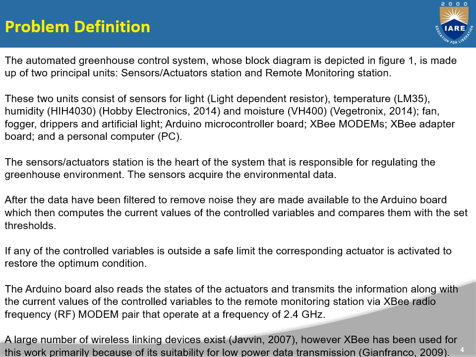up of two principal units, the sensors and actuator station and a remote monitoring station. These two units consist of sensors for lighting, temperature, humidity, and moisture, a fan, fogger, drippers, and an artificial light, an Arduino microcontroller board, XBee modems, an XBee adapter board, and a computer of your own choice.